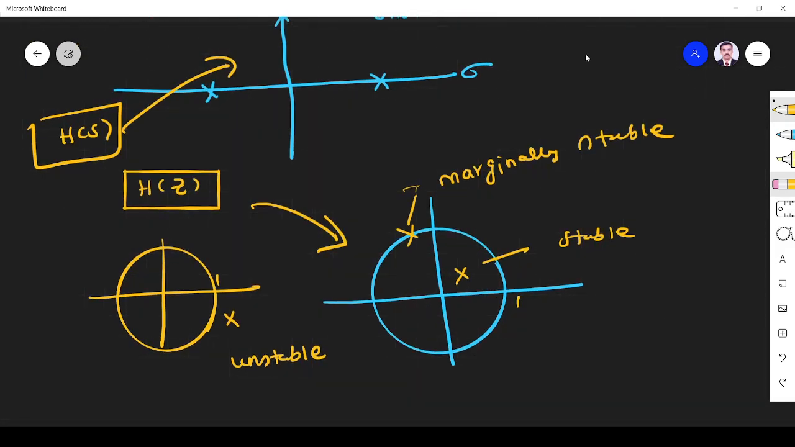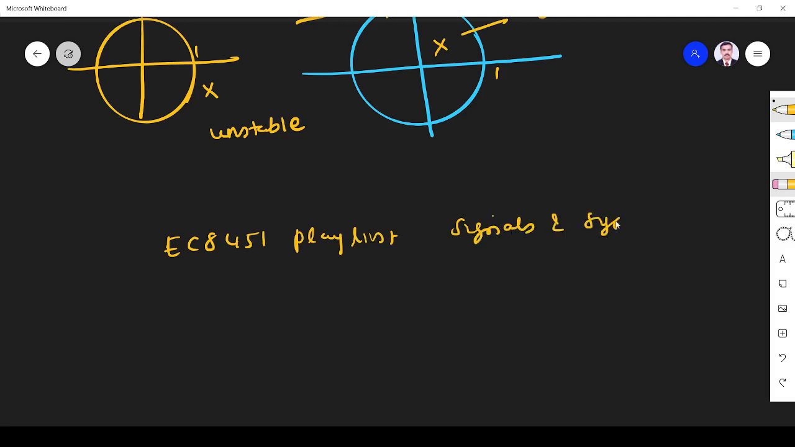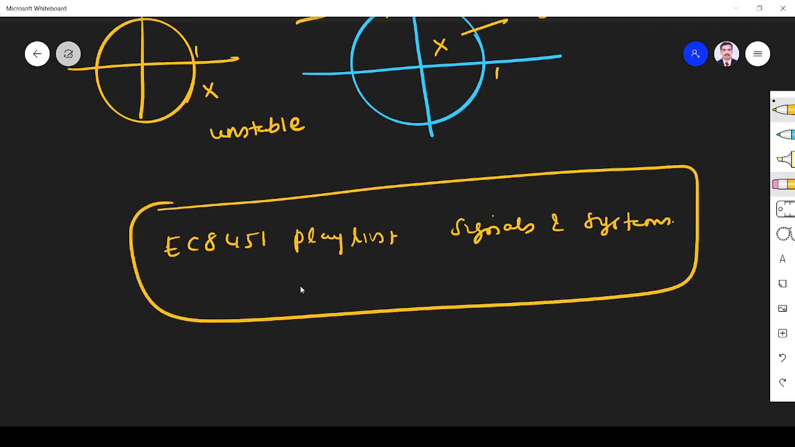If you want detailed problems and solutions and the full concept, you refer to the EC8451 playlist, signals and systems, right? So your doubts will be cleared with the detailed explanation there. So next, what we have to do? We have to analyze signals and systems in one problem, all concepts in one problem. What is that? Let us see.